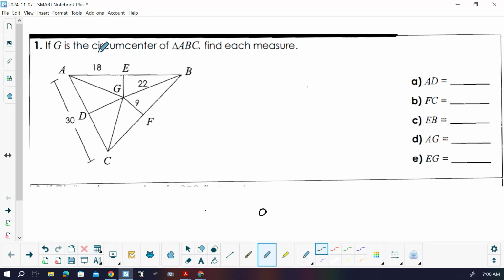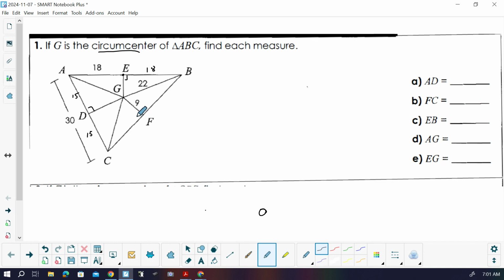A circumcenter is where the perpendicular bisectors meet. So since they're perpendicular bisectors, I know that each one that goes to the middle is perpendicular and bisecting, which means this side would also be 18. Same thing over here: if this is 30, each of these is 15. So we're going to be able to find some of these fairly simply.